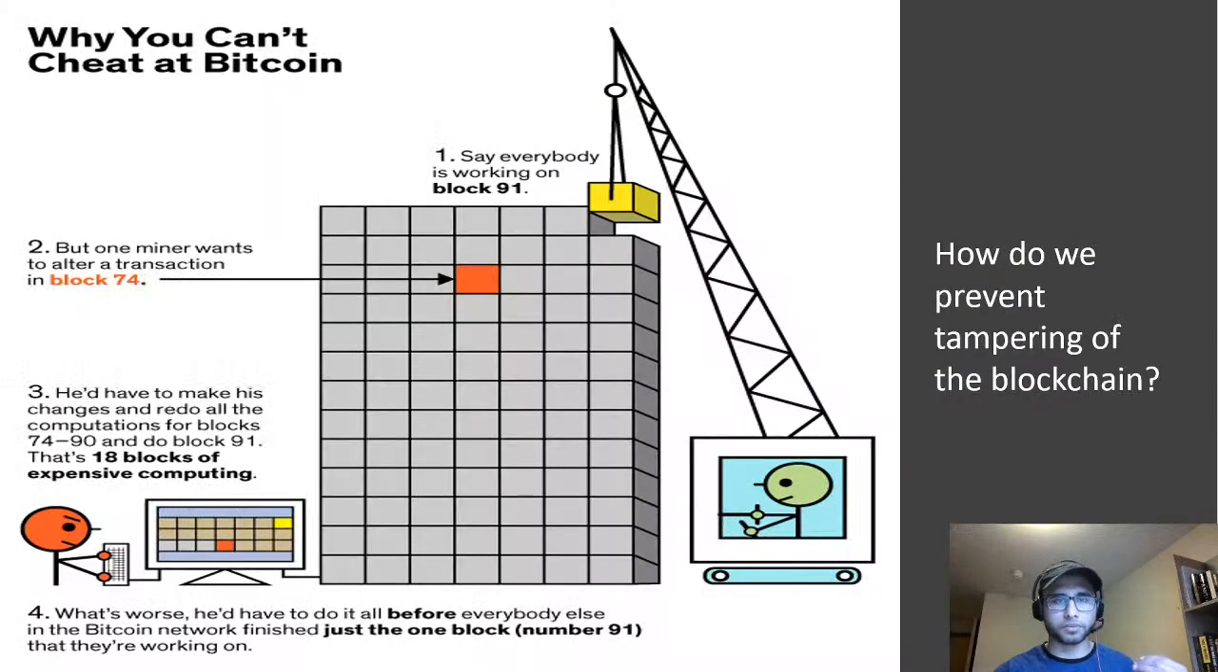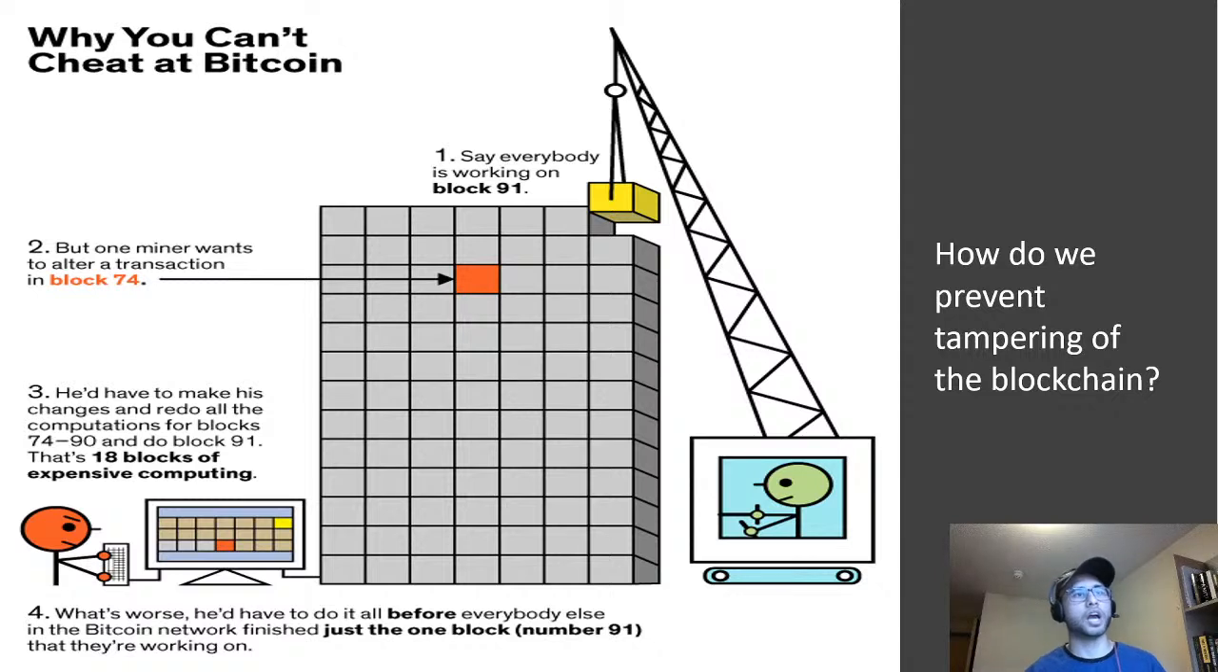But to take that problem a step further, let's look at this infographic. Let's assume we're on block 91 of the Bitcoin blockchain. I am an attacker and I want to alter a transaction on block 74 because I want to do something like a double spend.